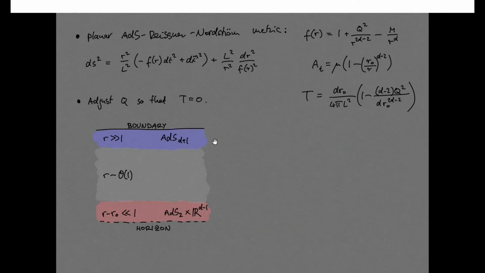Now this is the rough picture for the geometry. Here's the boundary of AdS, and the vertical direction is r. At r equal infinity, you have the conformal boundary, and at r equal r naught, you have the horizon. For large r, the geometry asymptotes to pure AdS d plus 1. Then in the middle, there is a kind of domain wall that connects the UV AdS d plus 1 geometry to an IR AdS2 cross R^(d minus 1) geometry. If you've done the exercise, then you know how to get this geometry by taking a scaling limit.